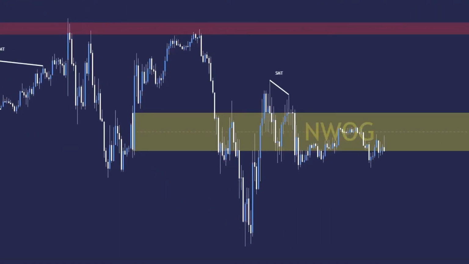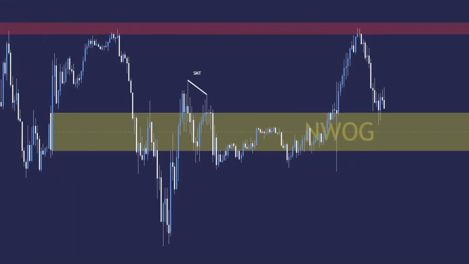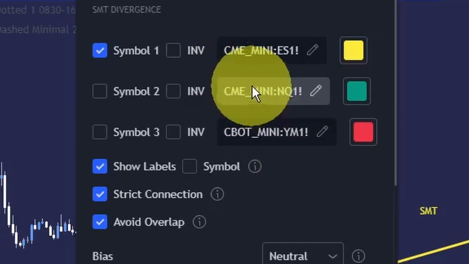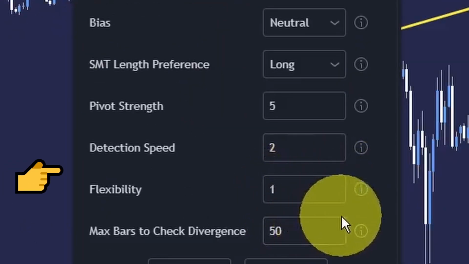Next, we have the Smart Money Add-Ons indicator, which is primarily meant to complement Smart Money Essentials and add some higher time frame analysis. First and foremost, we have SMT divergence, where we can track up to 3 symbols with a couple options to help detect divergences faster and be more flexible to price action that wouldn't normally be detected as divergence.